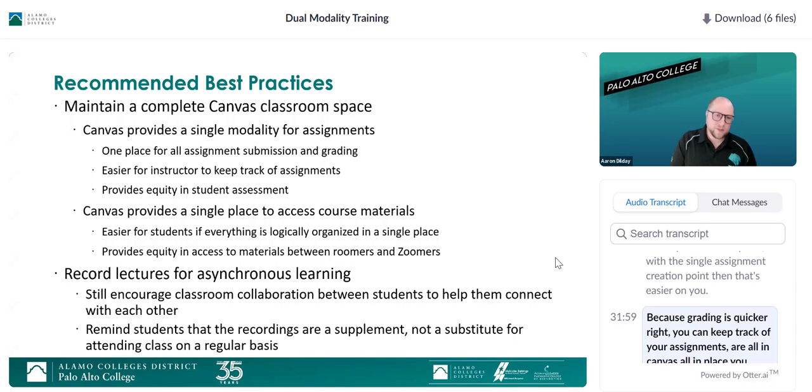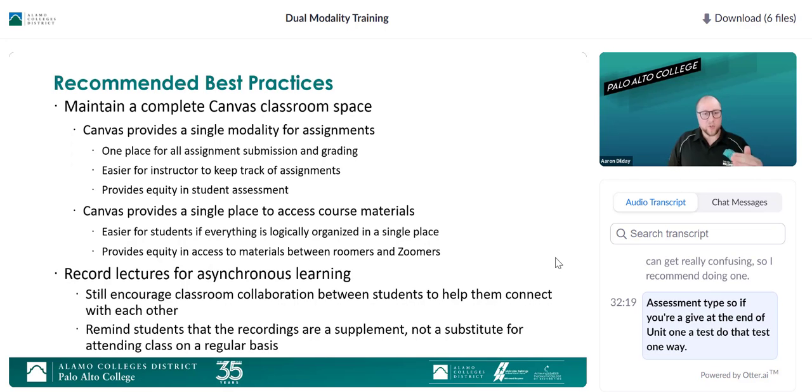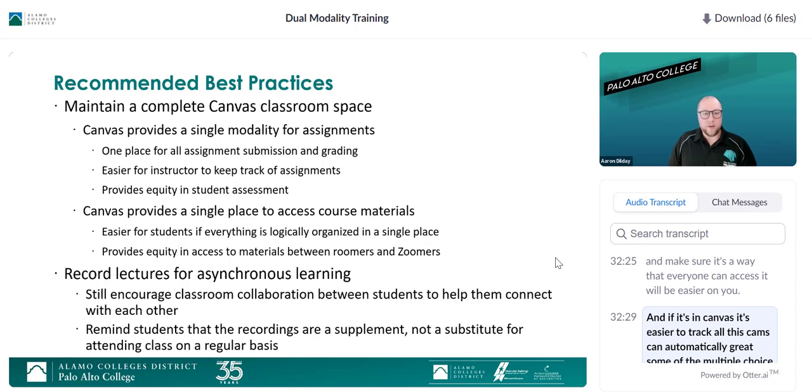You're not saying, well, half my students have the paper, half of my students have the online quiz, and especially if you're combining those CRNs into one Canvas section, that can get really confusing. So I recommend doing one assessment type. So if you're going to give, at the end of Unit 1, a test, do that test one way. And make sure it's a way that everyone can access. It'll be easier on you. And if it's in Canvas, it's easier to track all this. Canvas can automatically grade some of the multiple choice stuff, you know, hint, hint, to save yourself a little time there. So Canvas is a good way to, again, create this single way of doing it.